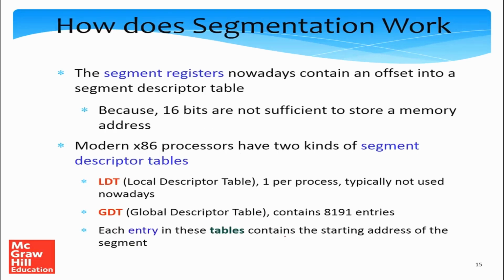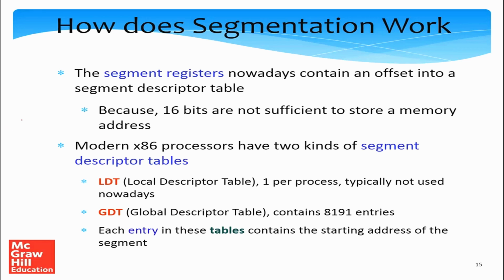So how does segmentation work? In the 16-bit version, it had 6 segment registers. But nowadays with 64-bit systems, the segment registers will not be able to hold a 64-bit memory address. So what they actually do nowadays is that they contain an offset into a large segment descriptor table. And this is again because 16 bits are not sufficient to store a memory address.